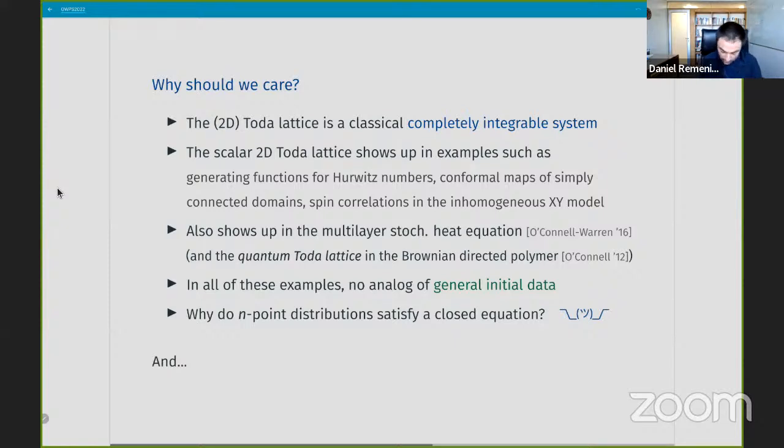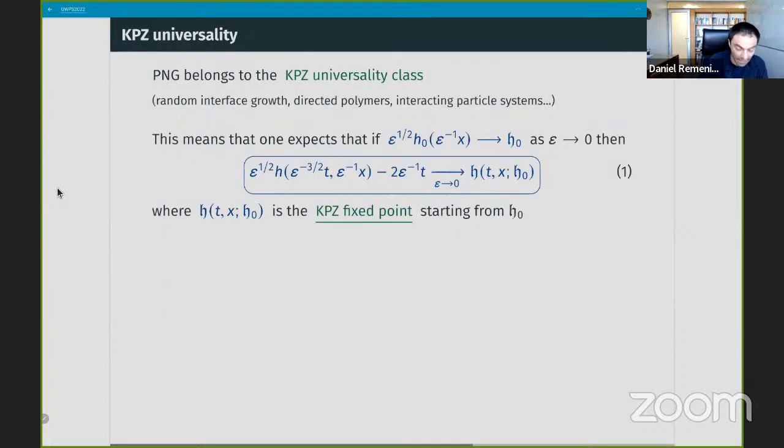But there's another reason to be interested in this, which is KPZ universality. So very quickly, what is KPZ universality? The KPZ universality class is a big class of models in one dimension, including random growth models such as PNG, directed polymers, interacting particle systems, SPDEs, there's lots of things which conjecturally are in this universality class. And in this universality class, what it means for PNG is the following, but it would mean the same for any model in the class.